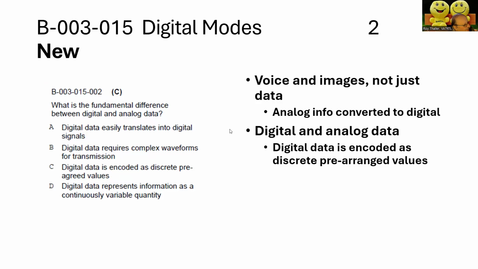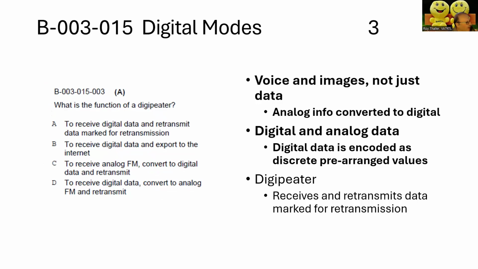What is the fundamental difference between digital and analog data? So this is a new question. So digital data is encoded as discrete, prearranged values like ones and zeros. We'll see is the correct answer. What is the function of a digipeater? So a digipeater is the same as a repeater except for digital signals. So it's to receive digital data, transmit data, and retransmit data marked for retransmission.